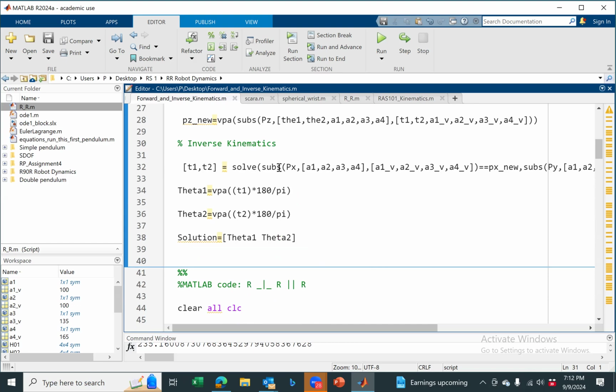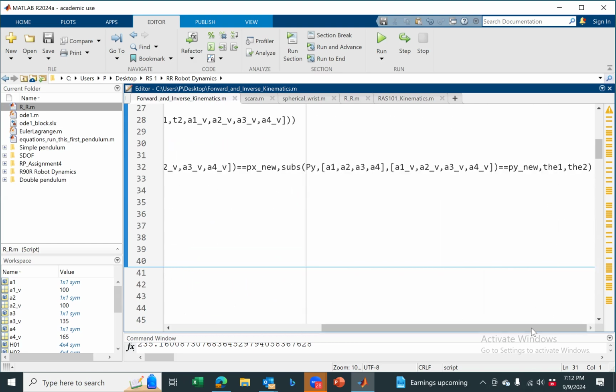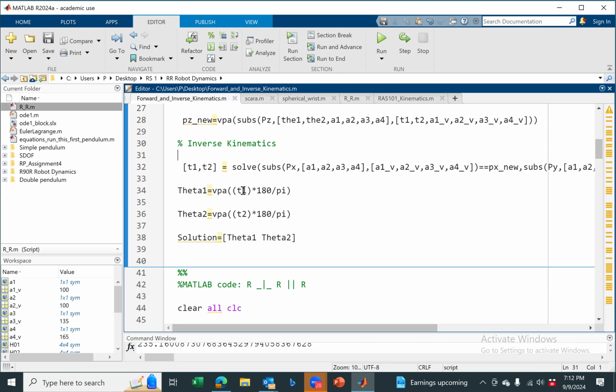So I'm substituting Px is equal to Px new, Py is equal to Py new, and finally, I'm trying to find the values of theta 1 and theta 2. I would let you play with this code a little bit. It is not difficult. I had to do this jugglery because I wanted to solve the forward kinematics problem and inverse kinematics problem in one shot. If you manually type the forward kinematics problem separately and the inverse kinematics problem separately, you don't have to do this. You just have to use the function solve.